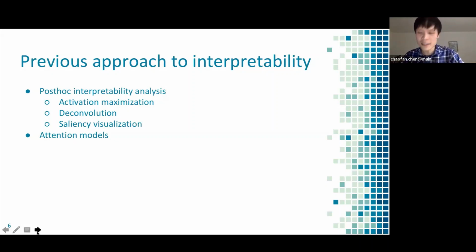And in post hoc explainability analysis, basically what happens is that we'll interpret an already trained neural network by fitting some kind of explanations to how it performed classification. If you are familiar with this type of thing, you might have heard things like activation maximization, deconvolution, or saliency visualization, right? We have a lot of methods to visualize, oh yeah, these are the salient parts. Maybe these are the pixels that are important for the network to classify certain things.